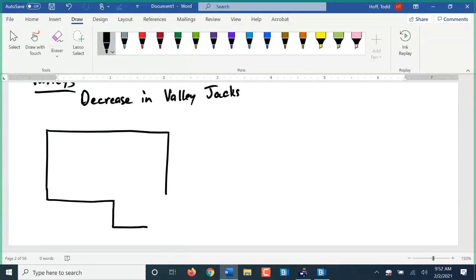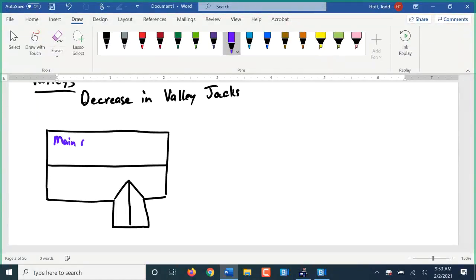So we have a main roof, and we have a small piece sticking out of that main house. This is the main roof. This down here is called the L roof, that's just spelled E-L-L. The L, of course, forces us to form a valley.